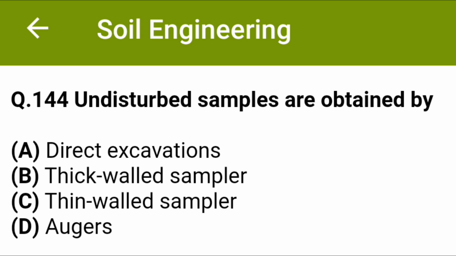Undisturbed samples are obtained by option A direct excavations, option B thick walled sampler, option C thin walled sampler, option D augers. The correct answer is option C thin walled sampler.